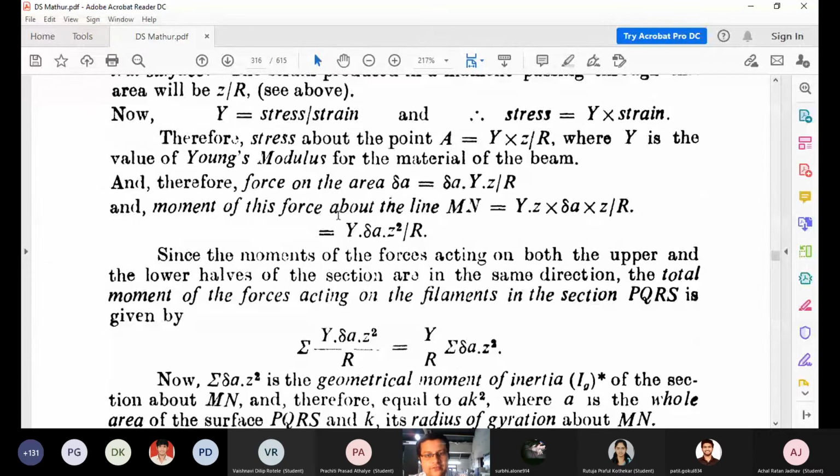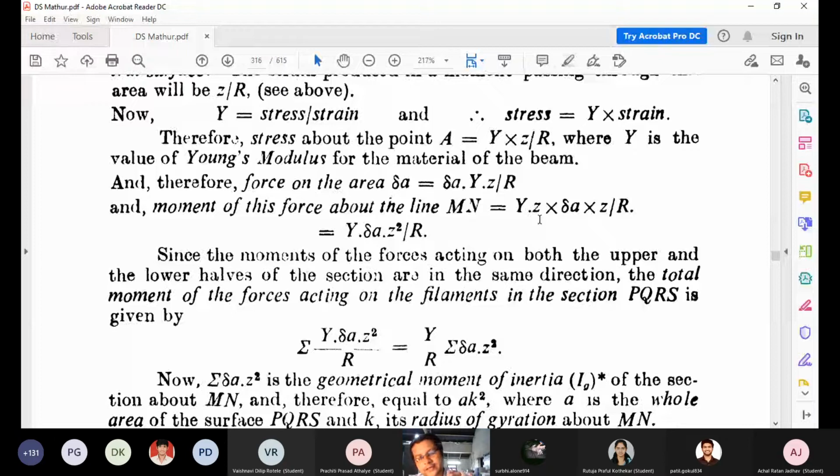That moment of this force should be defined as, you already calculated delta I, y z by r, and it should be multiplied with what? You have delta A z by r into y, you have to multiply with the z again. Why do you multiply z here again? Because this is the moment of the force.